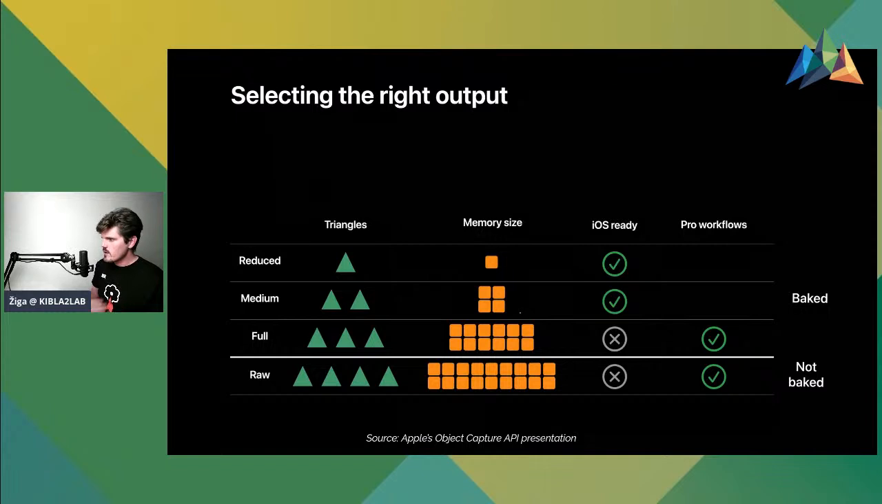So just to give you a quick overview, if you want to try it yourself and you have a Mac, there are not a lot of settings. That's what Apple is known for. They try to make it as seamless and intuitive as possible, so they don't give you a lot of options. When you import your photos, you have three options to generate an object. Reduced, which is low polygon, decimated objects. It doesn't use a lot of memory, so it's used mostly for mobile phones.